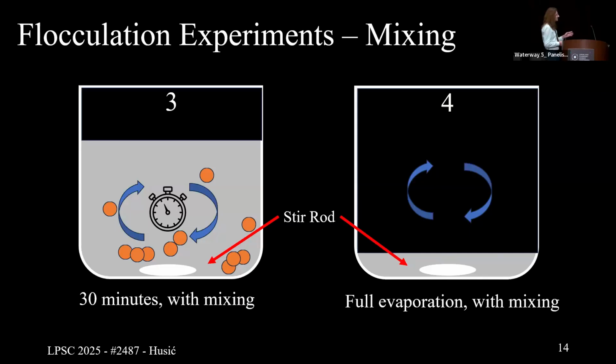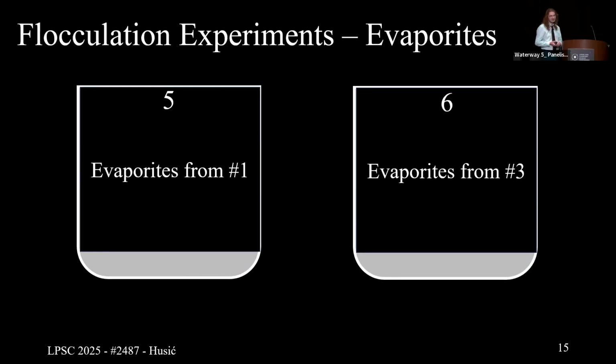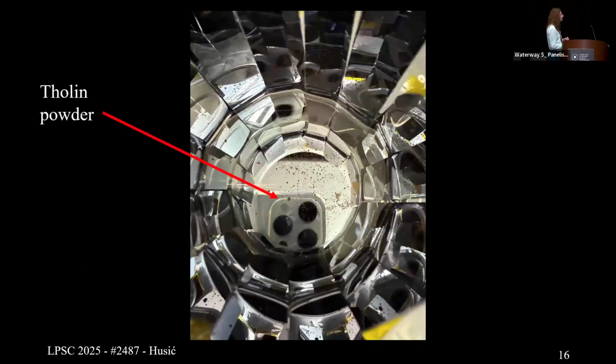And then we also have 2 others. Again, 30 minutes, but with mixing. And then on the right, again, full evaporation with mixing. For the 2 where we have 30 minutes and still a whole bunch of hexane left over, we separate that liquid but leave all the solid. And then we let that evaporate on its own. So 5 and 6 are the separation, and that'll be testing the evaporative deposition that Jason Barnes was talking about.